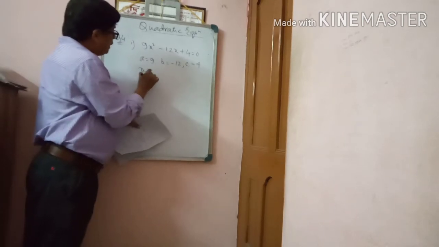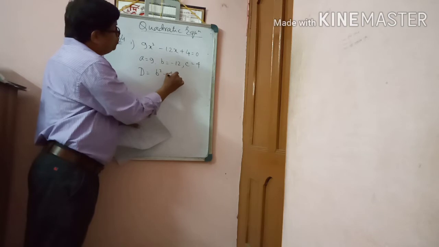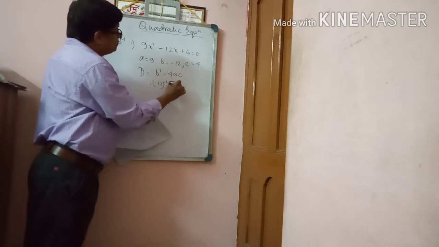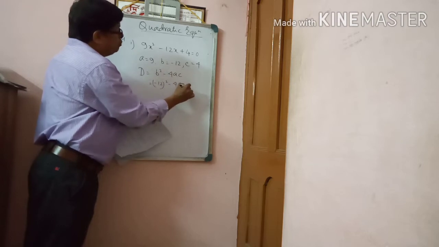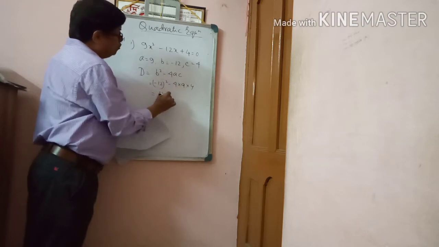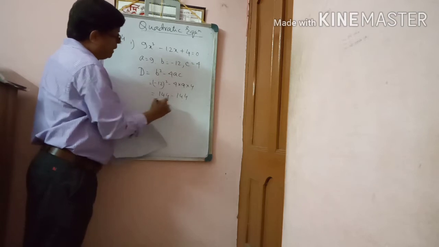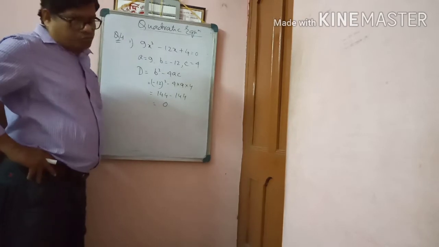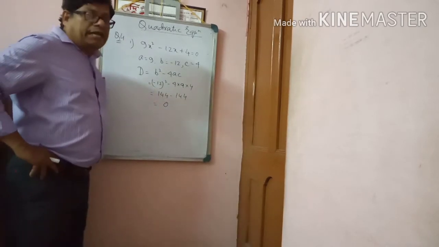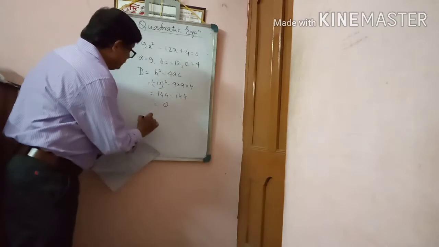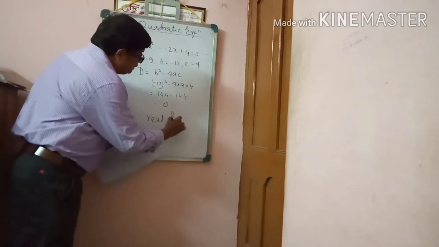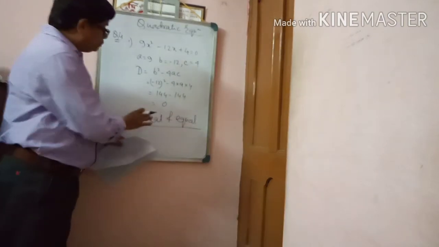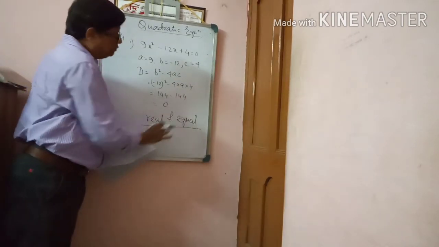So D equal to b square minus 4ac. So minus 12 whole square minus 4, a will be 9, c will be 4. So 144, here also 144, subtracted will be 0. So the nature of the roots will be real and equal. Nature of the roots, real and equal.